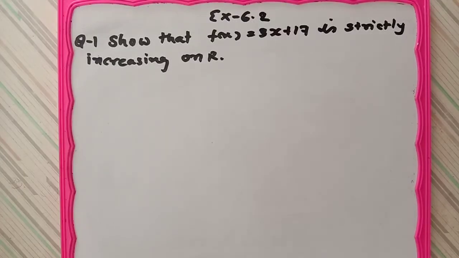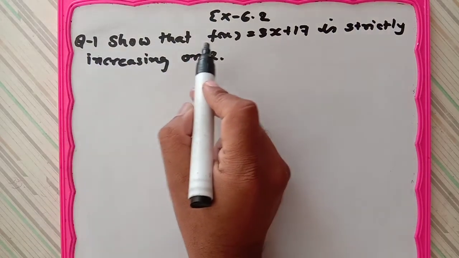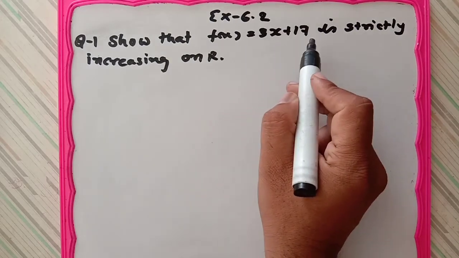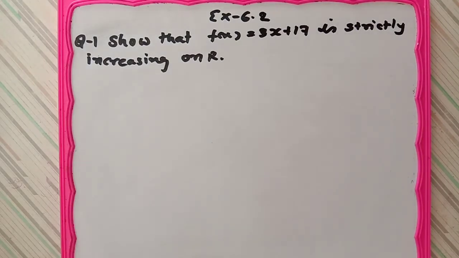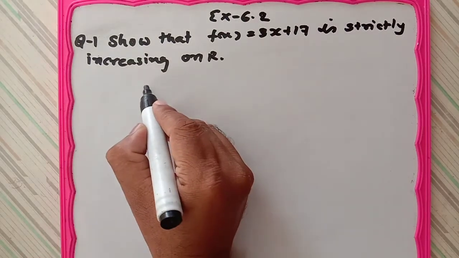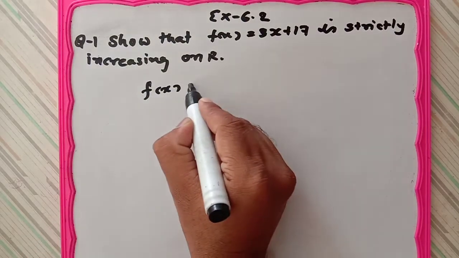In this session of application of derivative, we'll see the solution of exercise 6.2. Question 1: show that f(x) = 3x + 17 is strictly increasing on R. We have studied the derivative test: if the first derivative f'(x) is greater than 0 then it is increasing, and if it is less than 0 then it is decreasing. So f(x) is given as 3x + 17.